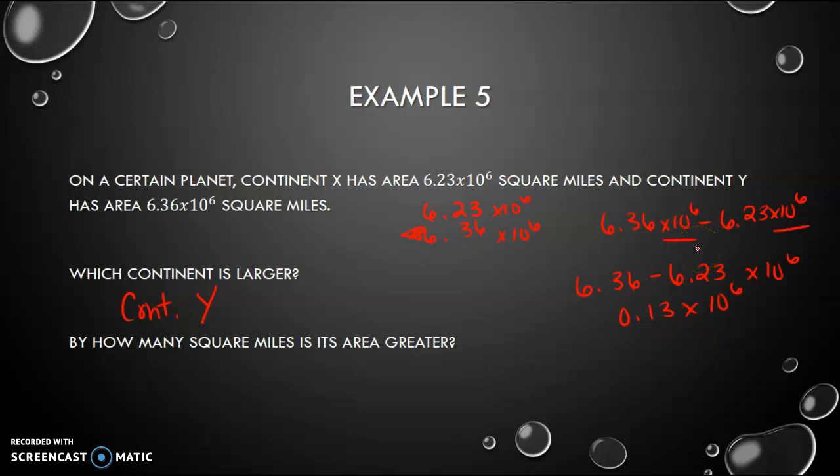And again, always we have to double check, is that in scientific notation? And the answer is no. We need to move it. It is less than 1. So I need to move it to where we're equal to or greater than 1. When I move that decimal to the right, I'm going to subtract from my exponent, and I end up with 1.3 times 10 to the 5th power. And so by how many square miles is the area greater? 1.3 times 10 to the 5th. And so that's how many square miles difference between continent X and continent Y.